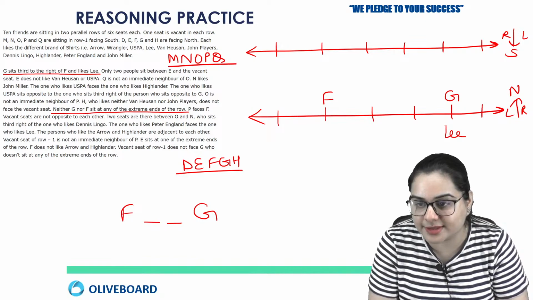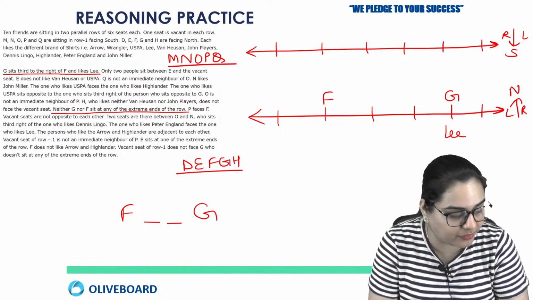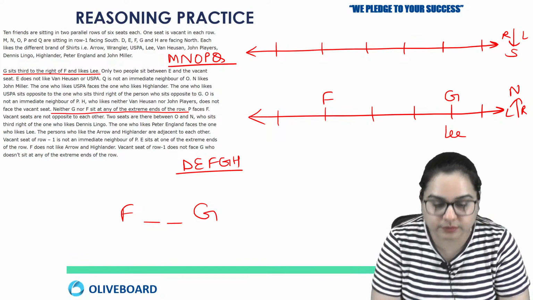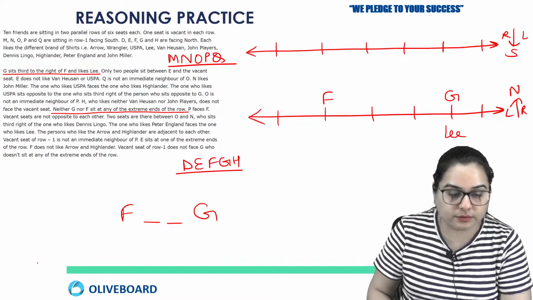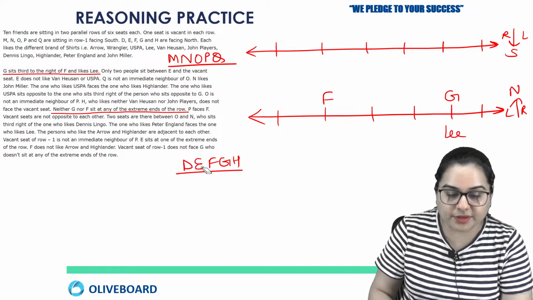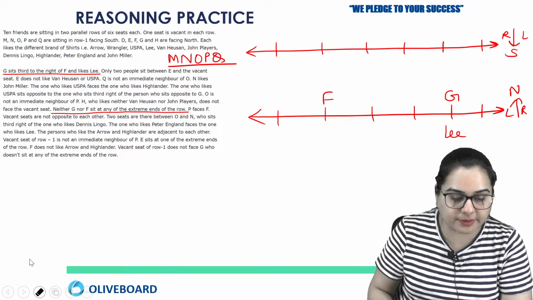So should we discuss this, or are you still crying? Give me some feedback. Okay, so we have considered these two, F and G, right?